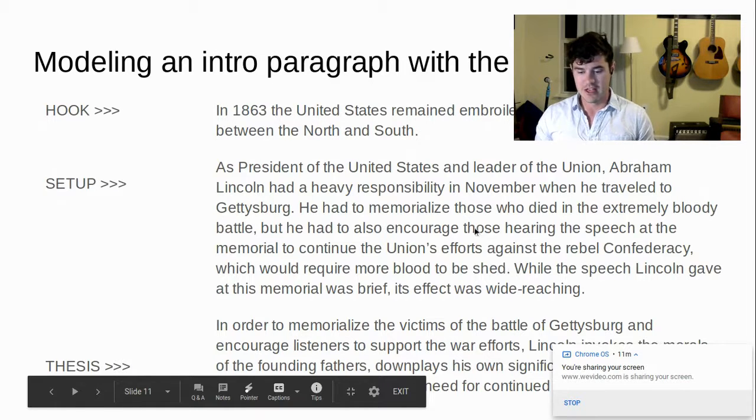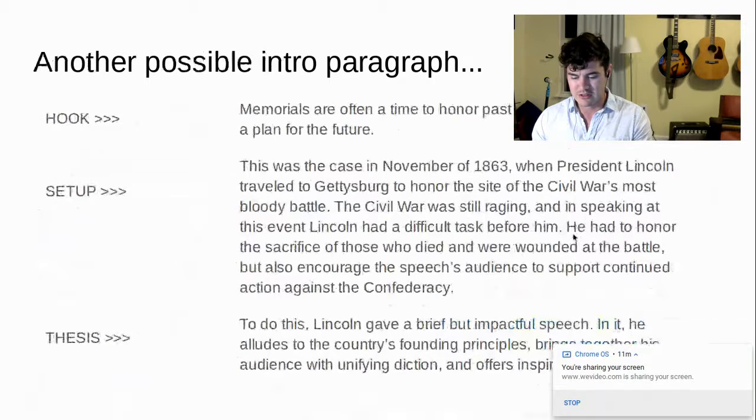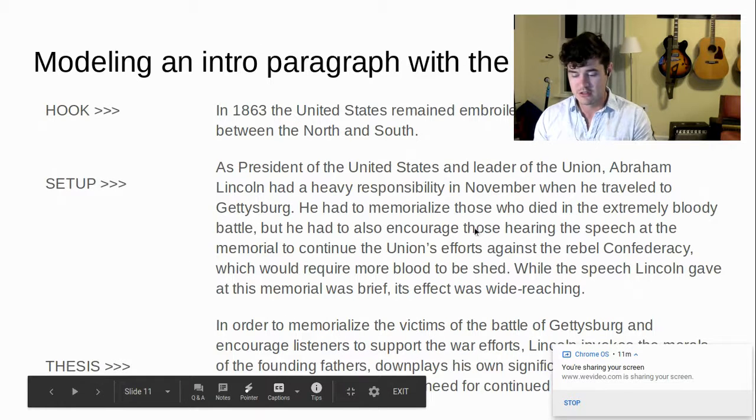So I've established exigence, a little bit about the audience, those hearing the speech at the memorial, purpose, exigence, audience, context, all that's there. Now, my thesis. In order to memorialize the victims of the Battle of Gettysburg and encourage listeners to support the war efforts, that's his purpose, Lincoln invokes the morals of the founding fathers, downplays his own significance as a civilian, and asserts the need for continued conflict. My Chrome button is covering up that last word.